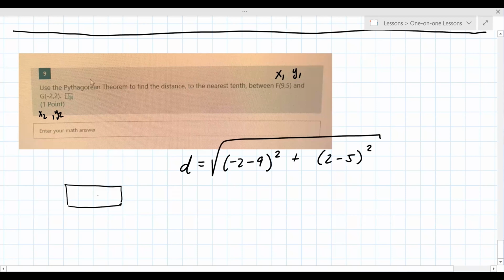All right, so the answer ends up being 11.4. This ends up being 11 squared, or minus 11 squared, which is 121. This becomes minus 3 squared, which is 9. So it ends up being the square root of 130.